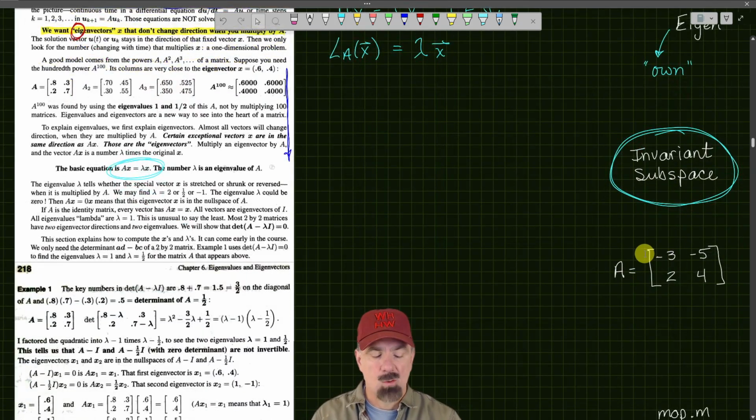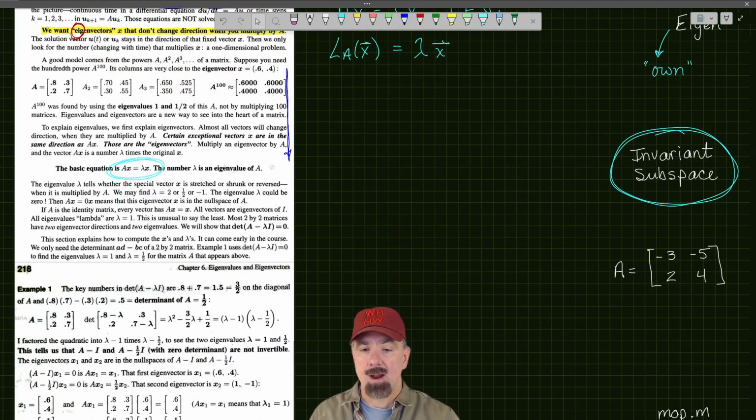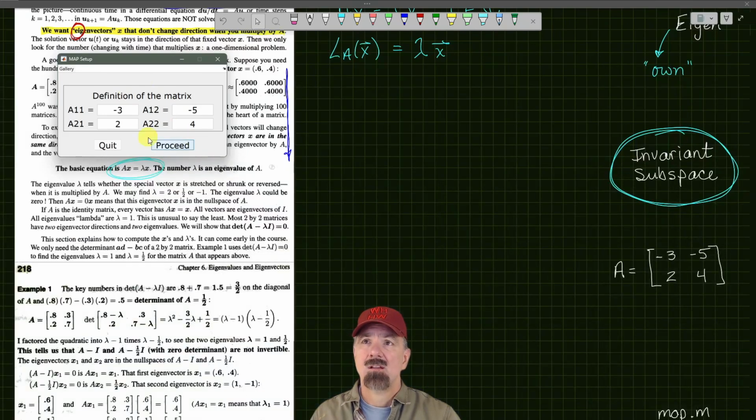Here I have a matrix A, and what I'm going to do is I'm going to use the map program. The map program is available to you. I've put it in the files for the course, and this is the matrix we're talking about. -3, -5, 2, 4. That's our matrix.